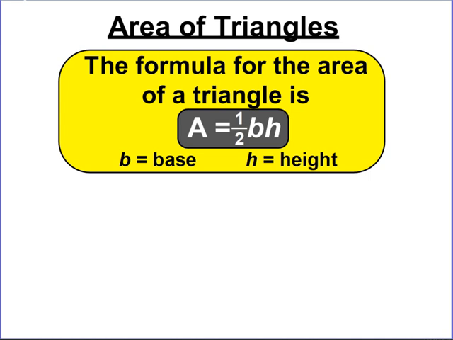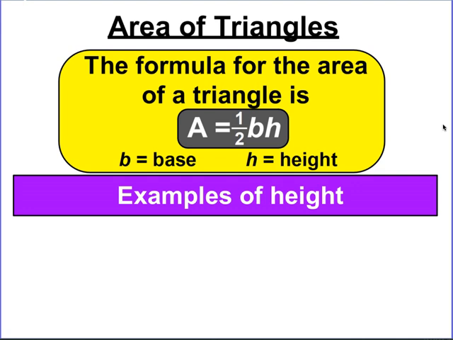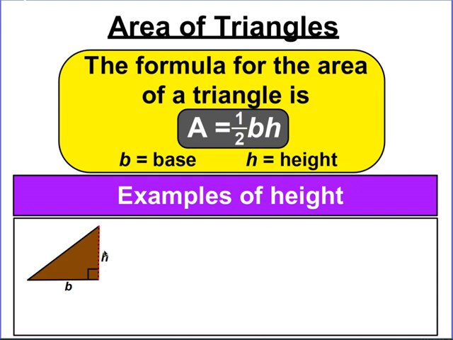H is still height. So height is not always the side of the triangle. So we talked about that with parallelograms. It's how tall the triangle is or how tall the shape is. So I'm going to show you some examples of what height can look like. Height can actually be a side. So this is a right triangle because it makes a right angle. And the height is completely vertical here. It's not diagonal at all. So the height can be a side.